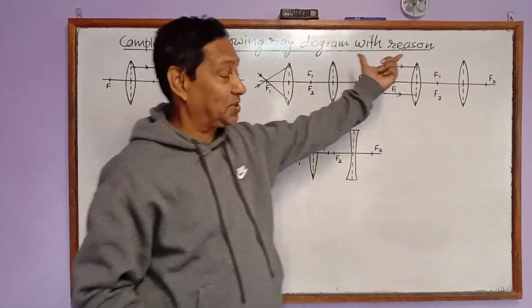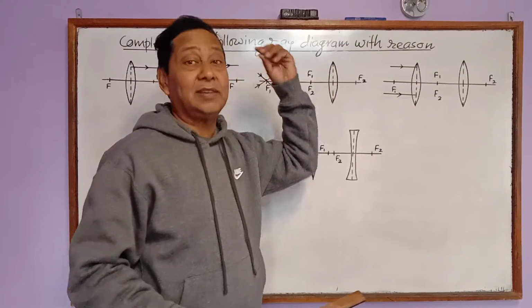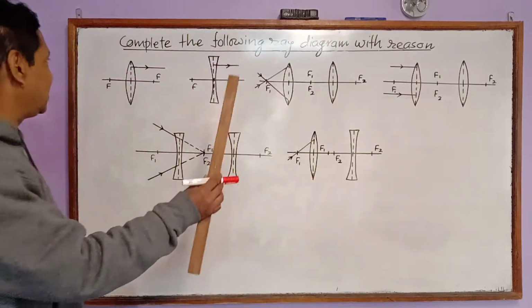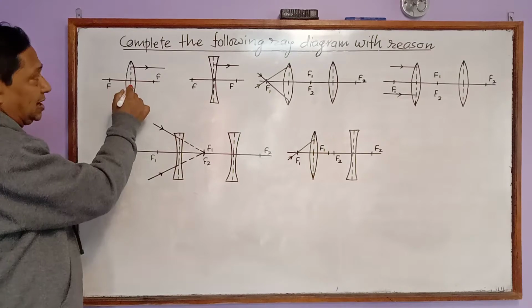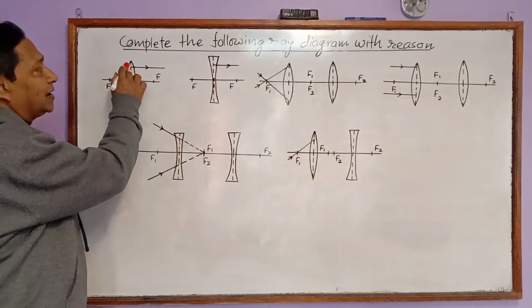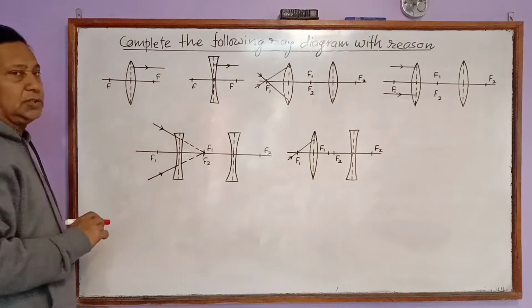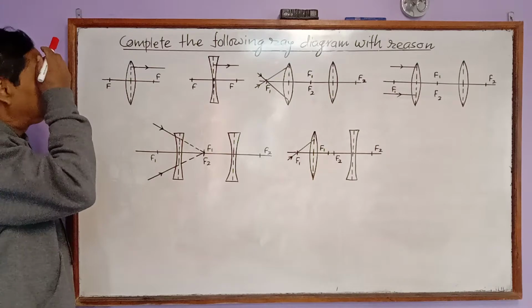This is the main focus point, with reason. We don't have to only complete, we have to say the reason also, we have to write the reason also. Okay, now let's see each of them. Look at this. In this case, a convex lens is shown and the refracted ray is shown parallel. Then in which condition will the refracted ray be parallel?